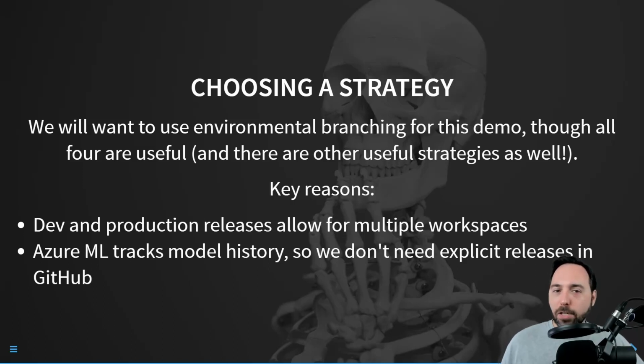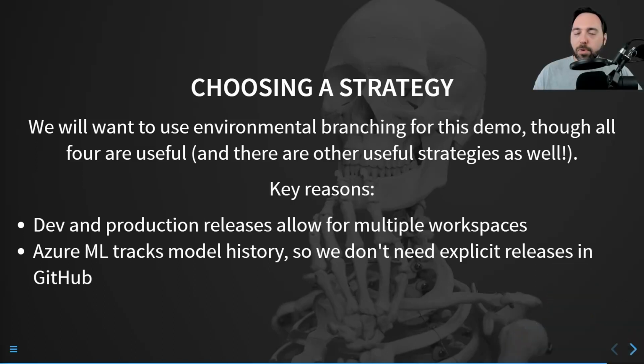Typically, I like to use environmental branching once I have multiple people involved on a team. And my reasoning is below me. Dev and prod releases let you have multiple workspaces, and you can have other branches. You could have dev, staging, test, prod, whatever. Azure ML will also track model history, so I don't need explicit releases in GitHub. I have the model versions in the Azure Machine Learning workspace.